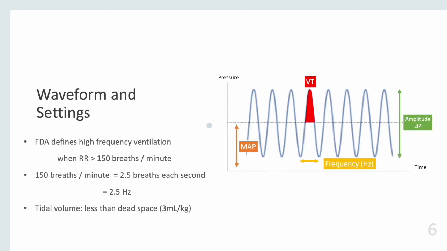Let's talk a little more about the HFO waveform. HFO is defined by the US FDA as a breathing frequency of 150 breaths or more per minute. 150 times per minute is 2.5 times per second, or 2.5 Hertz. The orange level is the mean airway pressure, and the green part is the amplitude, or delta P. The red area in the waveform is tidal volume. This tidal volume is smaller than the dead space, and it's one of the characteristics of ventilating with a very small ventilation volume.